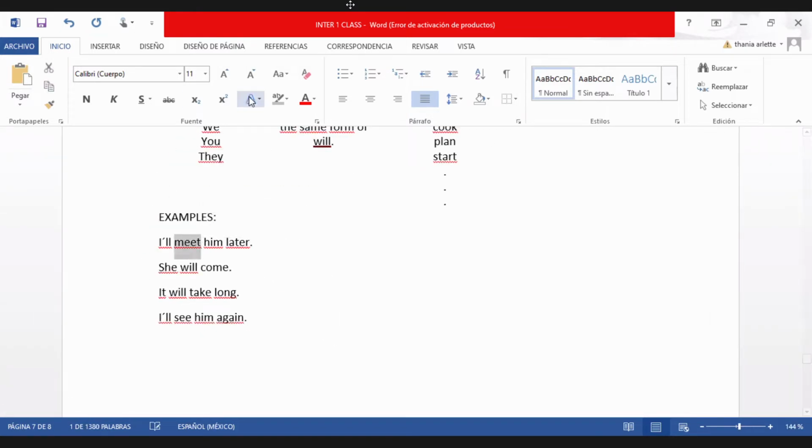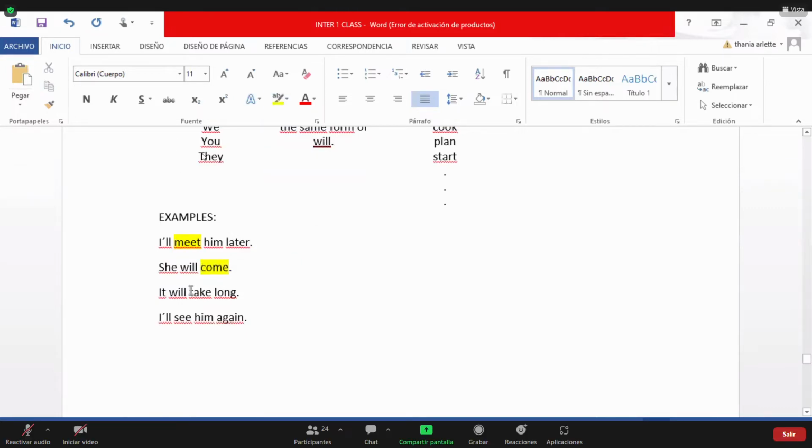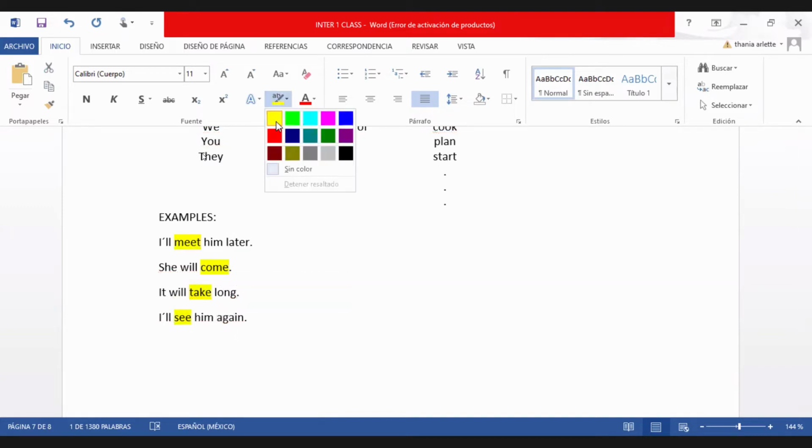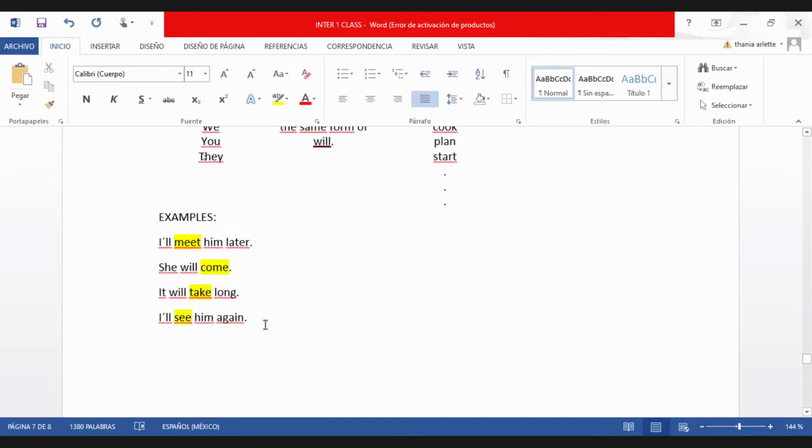What is the form of the verb? Infinitive. Yes, the infinitive form. Meet, and it doesn't matter which subject I have. Yes, I see. See is the verb. The verb is in the infinitive. Meet, come, take, see.